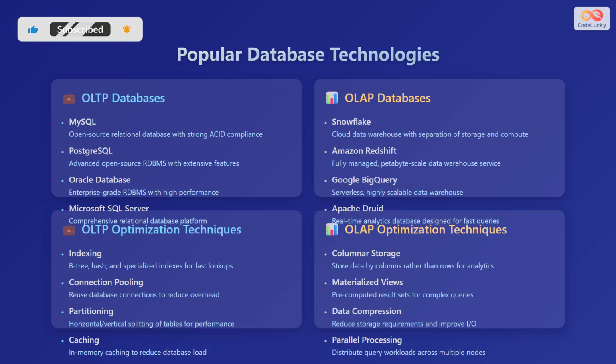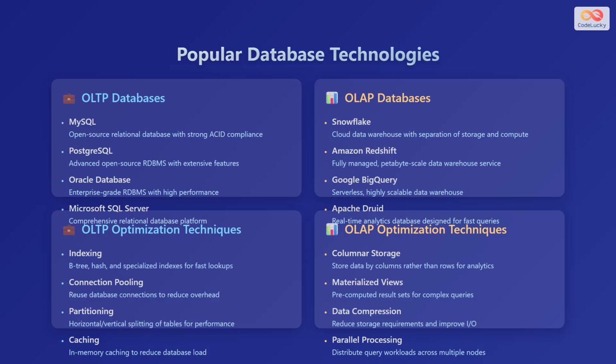For OLAP databases, popular options are Snowflake, a cloud data warehouse with separation of storage and compute, Amazon Redshift, a fully managed petabyte-scale data warehouse service, Google BigQuery, a serverless, highly scalable data warehouse, and Apache Druid, a real-time analytics database designed for fast queries.